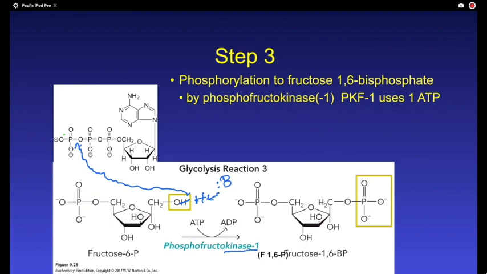Okay, so now what happens when you hit that phosphate? It's going to swing up onto the oxygen, swing back down, and kick off the ADP. Show me what that might look like.